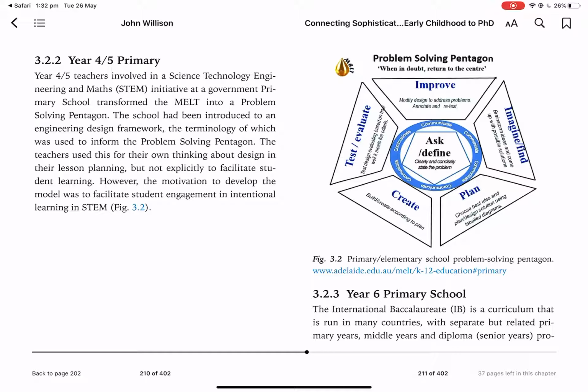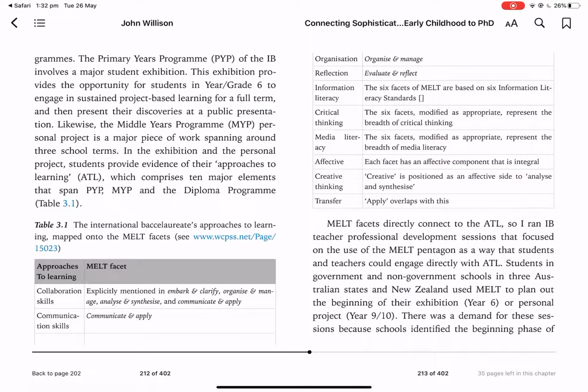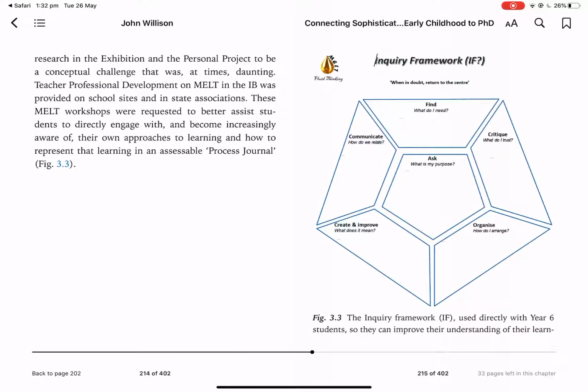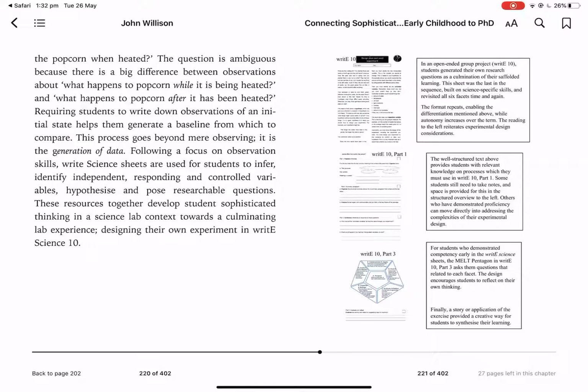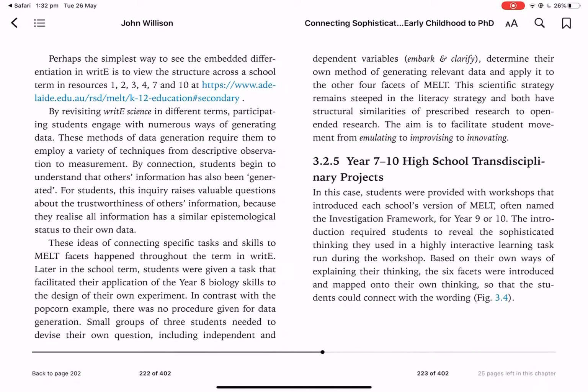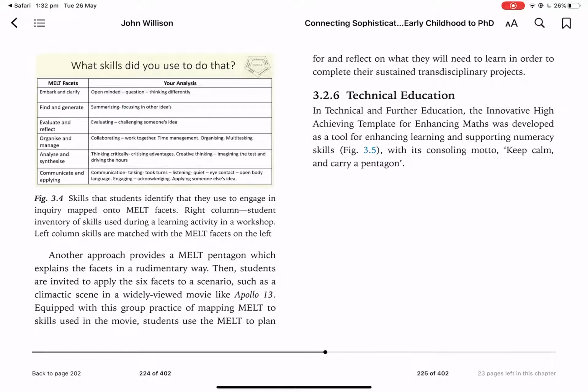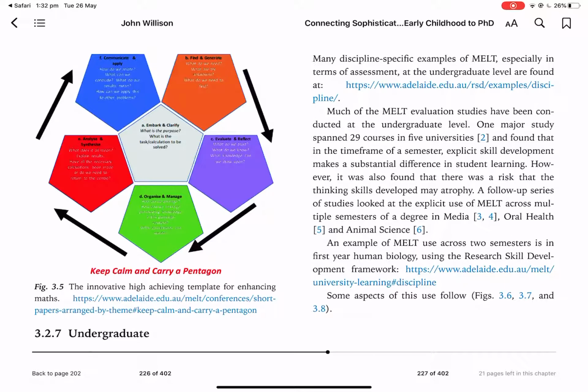A problem-solving pentagon we were using in primary school. Inquiry framework for International Baccalaureate. Right Science, some resources that I was using myself when I was teaching, but I've updated them using kind of a right pentagon in effect. Some various examples of use. This is a mathematics one, curiously called Keep Calm and Carry a Pentagon, but it focuses on maths and overcoming anxiety.